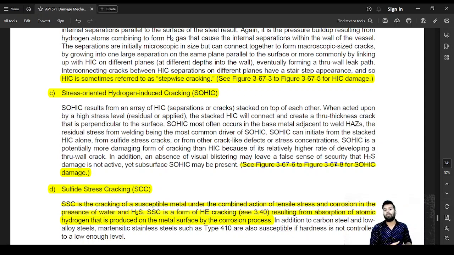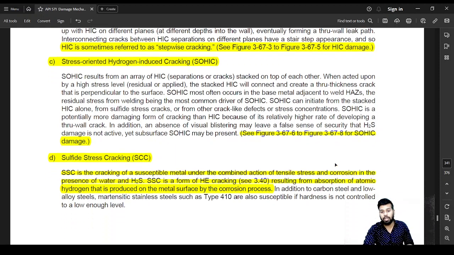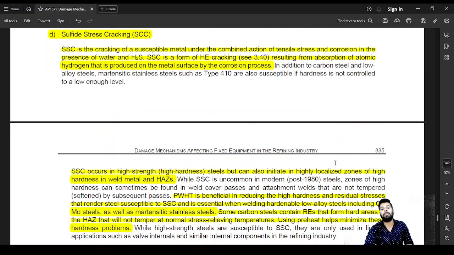SOHIC most often occurs in the base metal adjacent to the weld heat affected zone, the residual stresses from the welding being the most common driver of SOHIC, and it can initiate from the stacked HIC alone, from sulfide stress corrosion cracks or other forms of crack-like defects or stress concentrations. Sulfide stress corrosion cracking, now this generally will happen because of sulfur in presence with some stress components applied to the part.